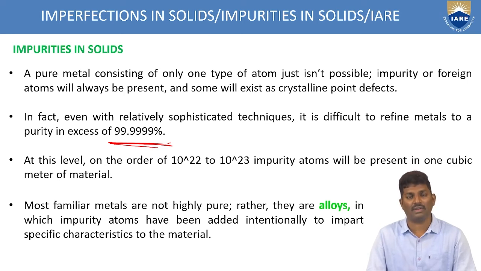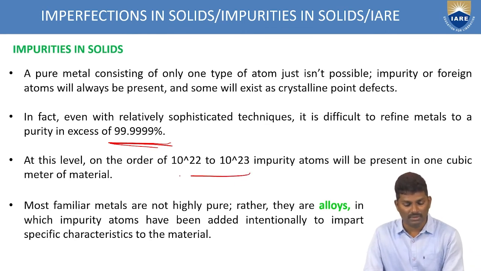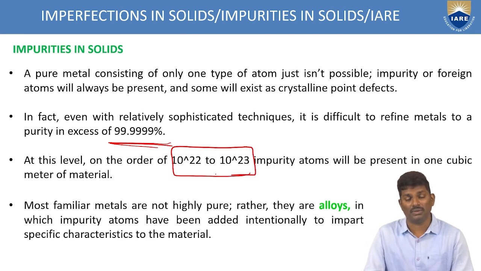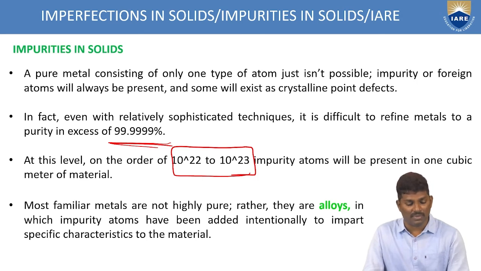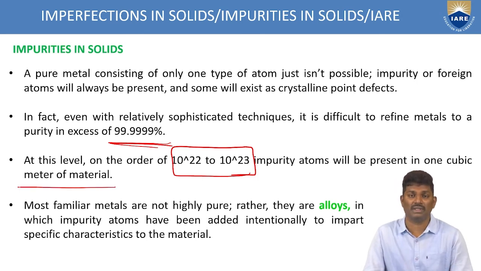At this level, on the order of 10^22 to 10^23 impurity atoms will be present per cubic meter. So per cubic meter, you can have up to 10^22 to 10^23 impurity atoms. This is very, very important.